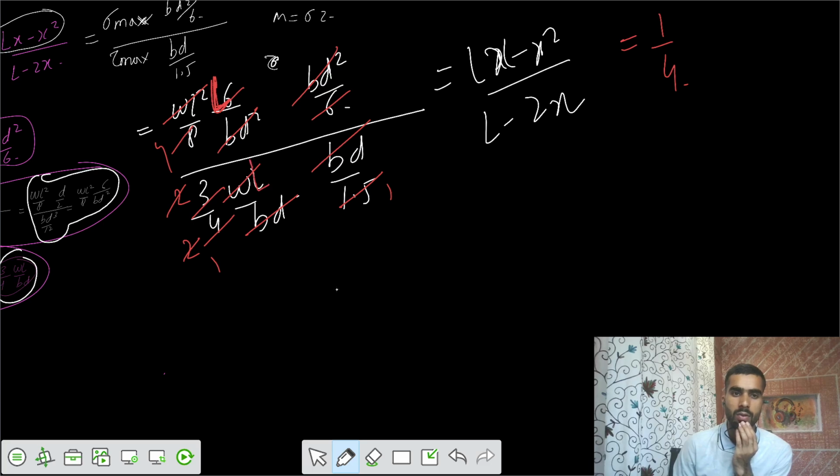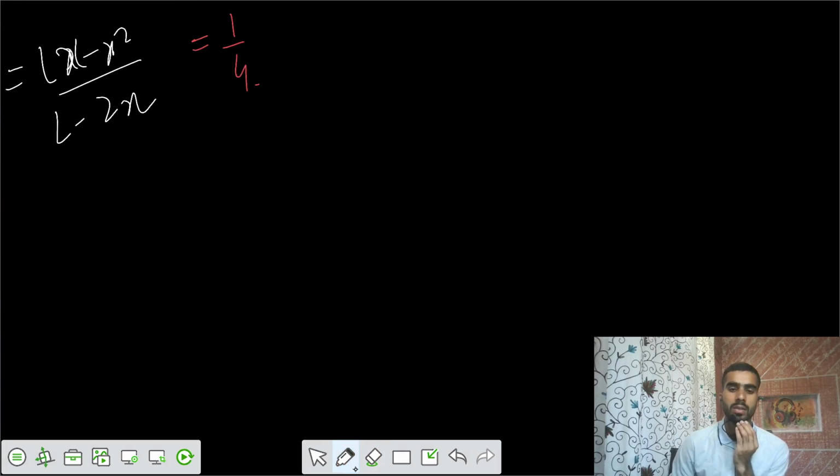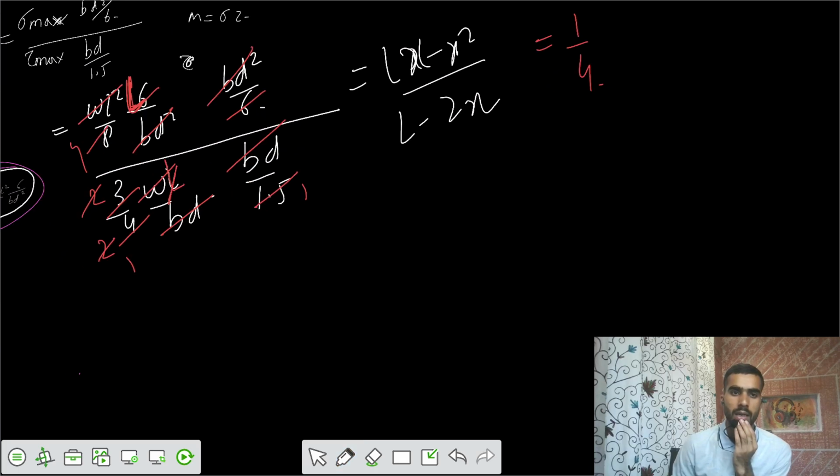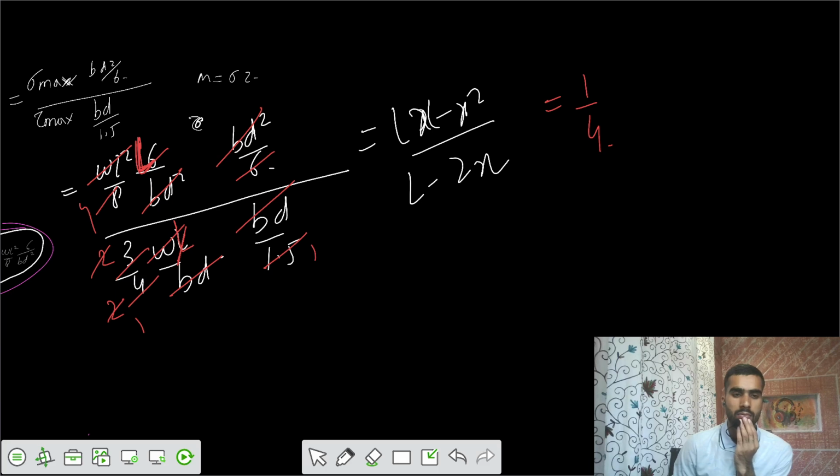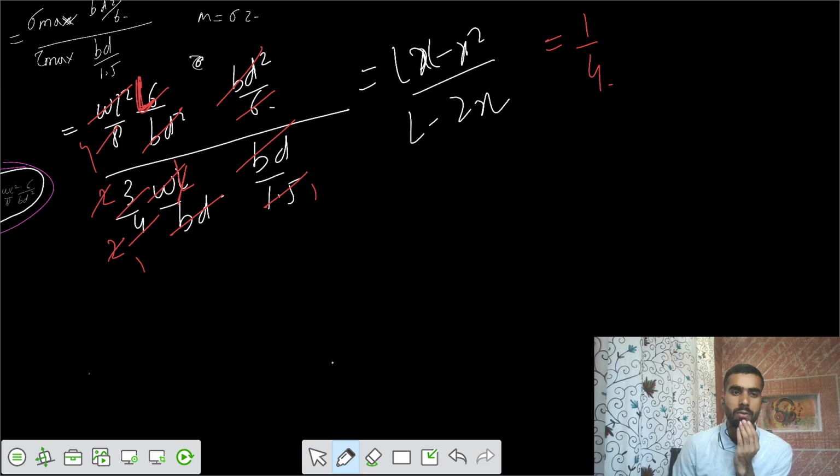And this length also goes. So we got only 1 by 4 value here. Is it correct? Yeah, 1 by 4. We are left with this L because we said WL and WL square, so we are left with L. 1 by 4 of L.